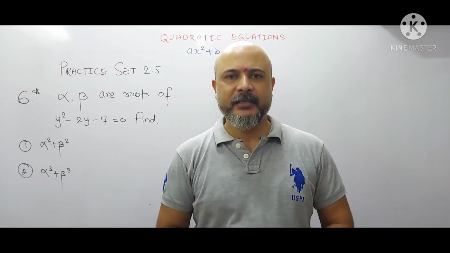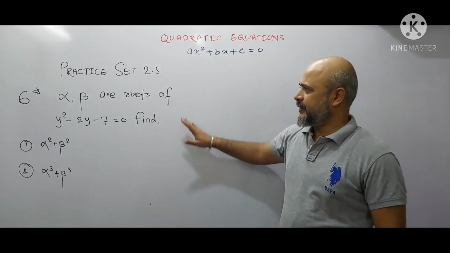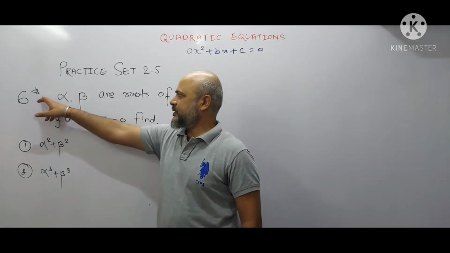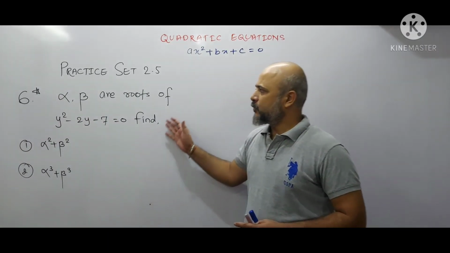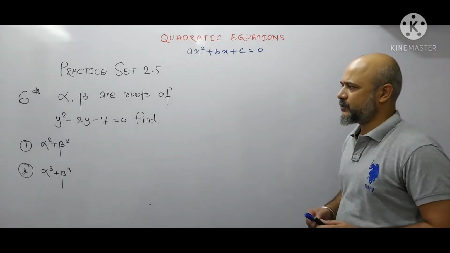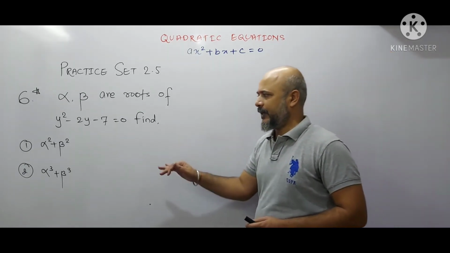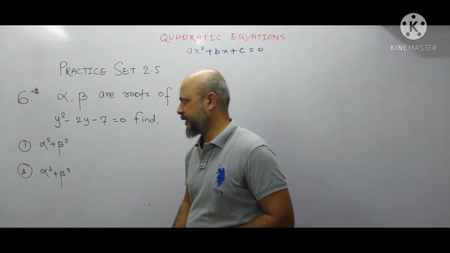आइए दोस्तों करते हैं 6 question of practice set 2.5. So this is a star bar question. This means this is tricky, important question. Okay. So alpha, beta are roots of y square minus 2y minus 7 is equal to 0. Find the value of alpha square plus beta square and alpha cube plus beta cube.